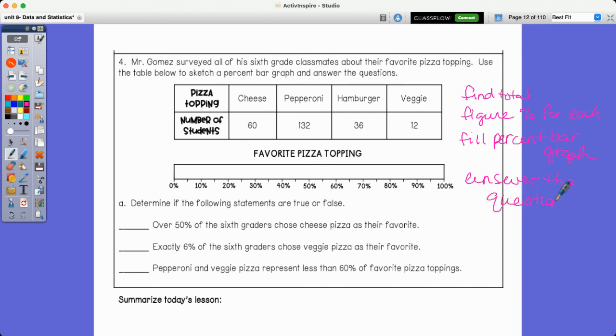Then you have a 1 to 2 sentence summary about categorical data and percent bar graphs. And when we're in class, we are going to be looking a little bit at numerical data and how that plays into being opposite of categorical data.